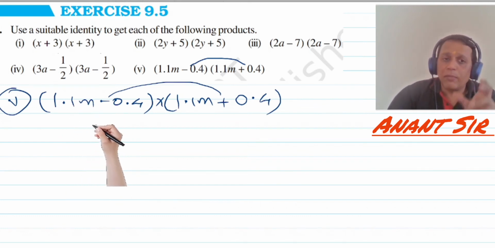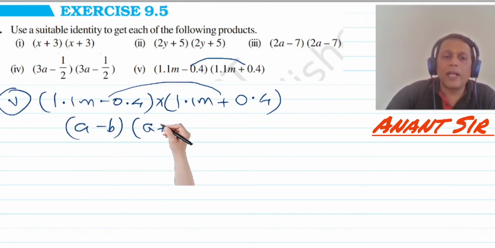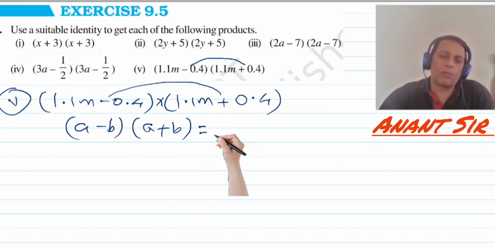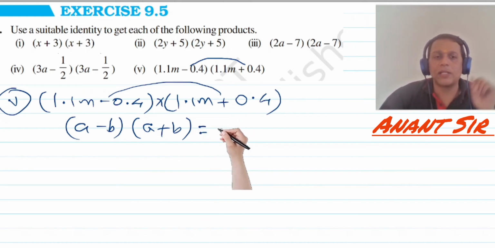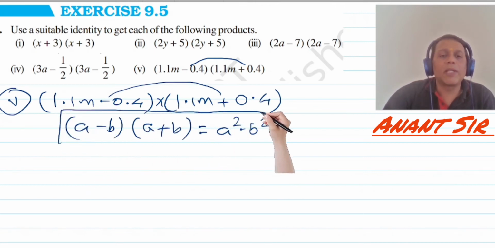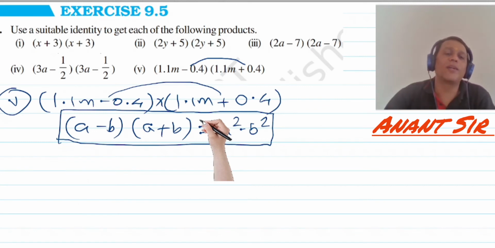But terms are different means sign is different only. So you can observe that a and b are same, only difference is there is plus in one bracket and minus in another bracket. So the formula is (a minus b) into (a plus b), or (a plus b) into (a minus b) is a square minus b square.